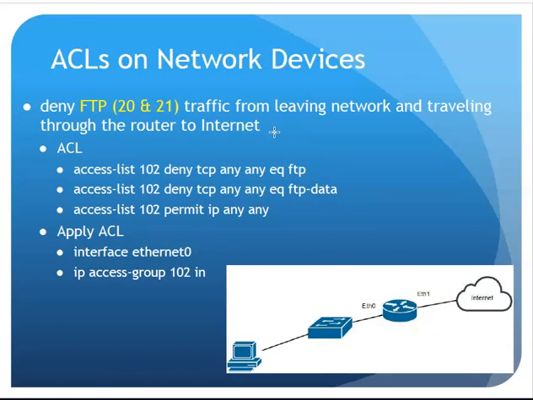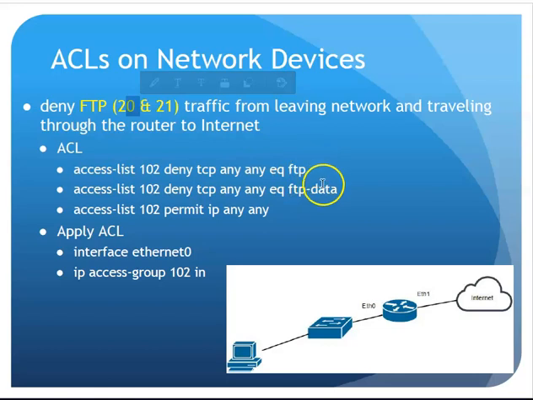If we want to deny FTP from leaving our network, we want to make sure employees are not sending files out. We're going to deny FTP, which is 20 and 21. There are 2 port numbers for FTP. So we'll do access list 102. Well, this could be 103 if we're writing a new one. Access list 102, deny TCP. FTP uses TCP. Coming from any network, going to any network, equal to FTP. That's 20 right there.